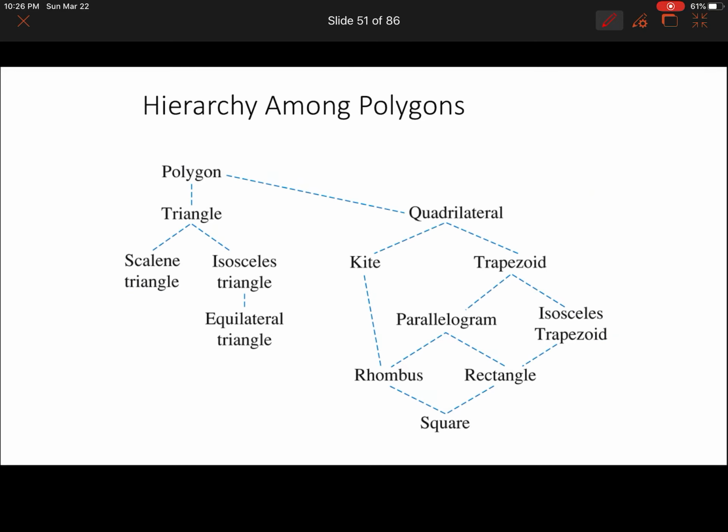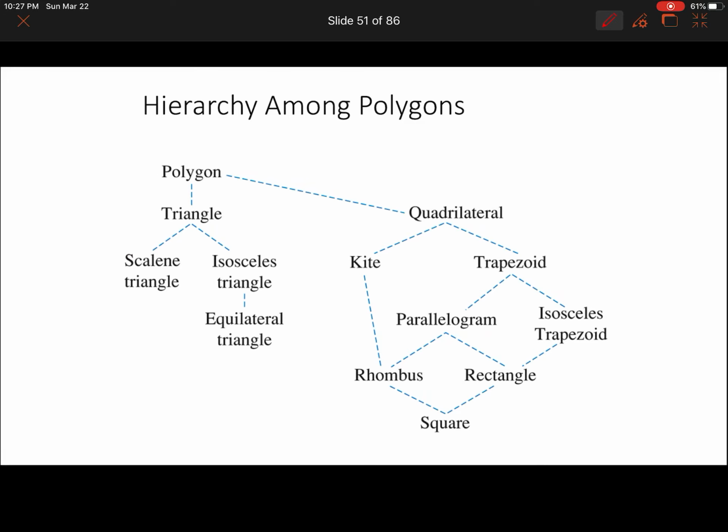And so we can kind of look at our polygons, especially triangles and quadrilaterals, in this way. And this may be somewhat confusing, so hang with me here. When we talk about these two types of polygons, we could have a triangle, we could have a quadrilateral. If we have a triangle, it could be scalene, it could be isosceles. If it is scalene, that's it. It can't be anything else.